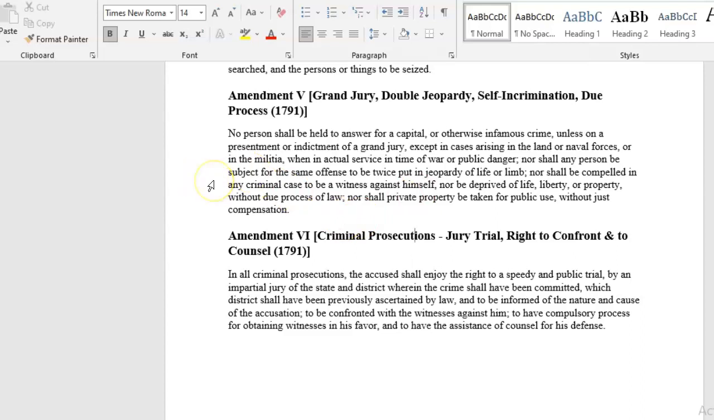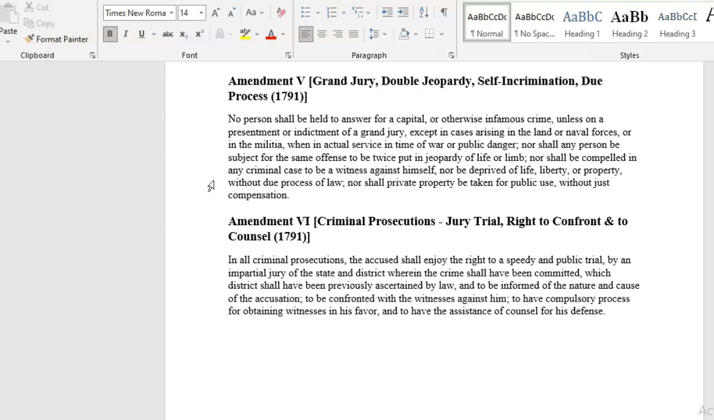Now, when that happens, you're still innocent until proven guilty. So they have to prove that you committed the crime. You don't have to prove that you didn't. But oftentimes they do try to make you prove that you didn't. So the next part of that is double jeopardy. Nor shall any person be subject for the same offense to be twice put in jeopardy of life or limb.